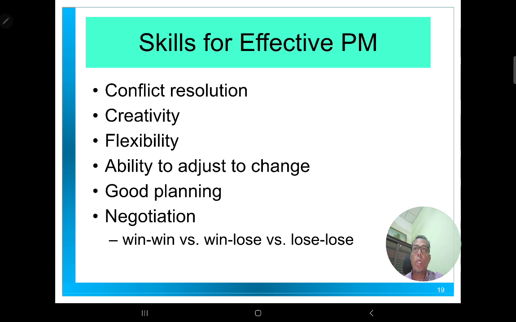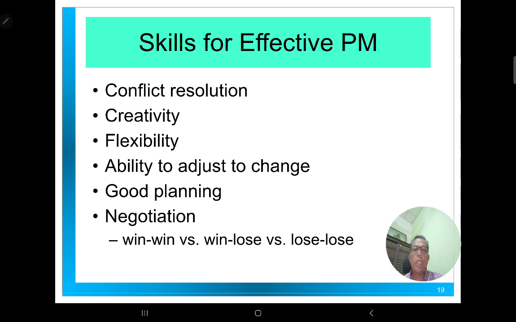There are also importance to have the effective project and management or project managers skills. So here are some of the skills for effective project management. So in order for you to be able to make sure that the implementation of the project is to have an effective project management.